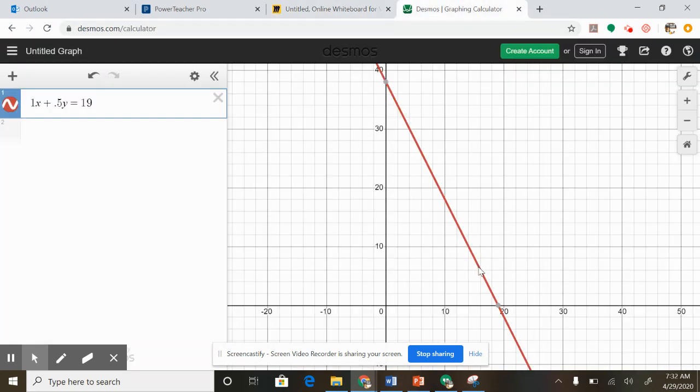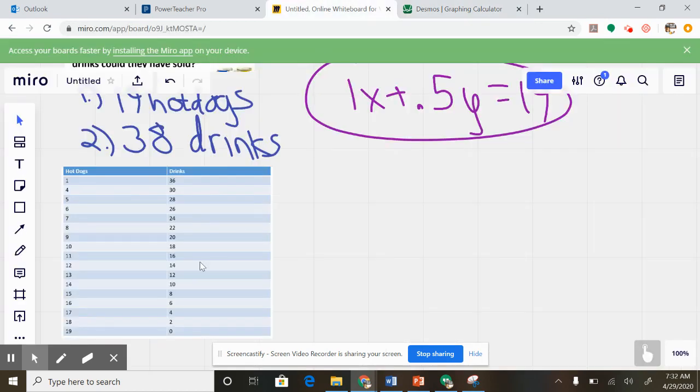So the one that was right around here. What does that point mean for this problem? Well, 16 is the x coordinate, so x stood for hot dogs, so that means I sold 16 hot dogs and 6 drinks, which does come out to $19. That's also on my table right here.